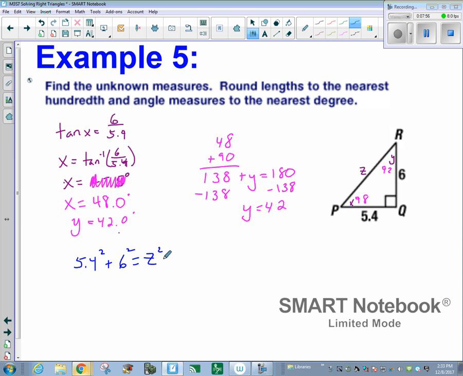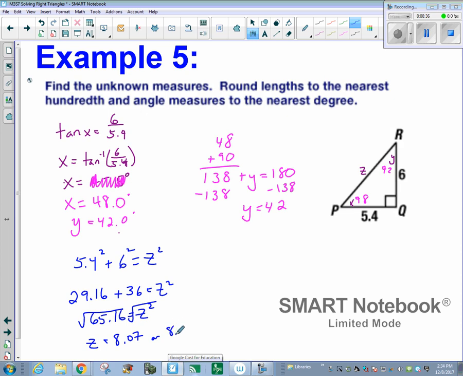And so if I square 5.4, I get 29.16. And if I square 6, I get 36. That equals z squared. Totaling those two gives me 65.16. That equals z squared. And then if I take the square root of both sides, that will tell me what z is. And so z is going to be somewhere around 8.07 or 8.1.